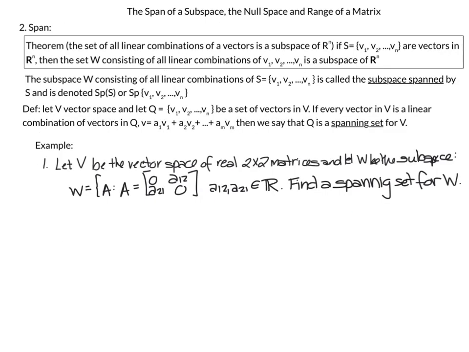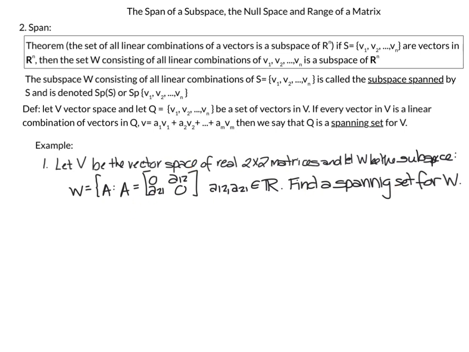This next example is to let V be the vector space of real 2 by 2 matrices, and W is the subspace defined here, which is the matrices with zeros on the diagonal and real numbers for the other entries.